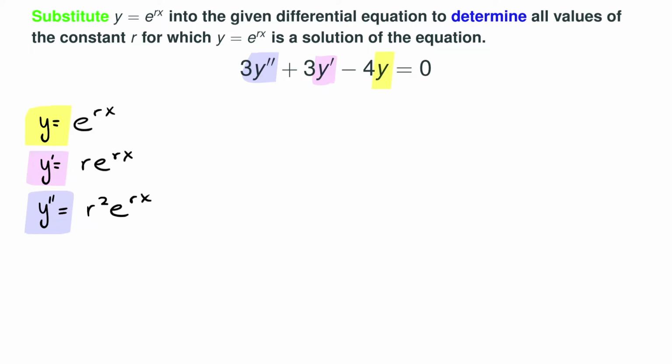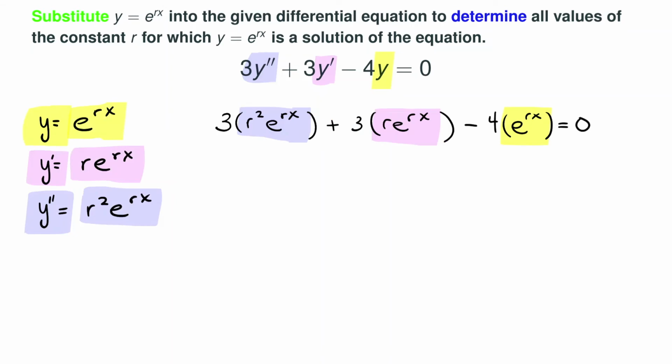Next we substitute this into our differential equation, and now we solve to see which values of r make this equation true. The first thing that we might note is that this e to the rx term appears in all three, so we can factor that out to the front. And we get e to the rx times 3r squared plus 3r minus 4 equals 0. And now it comes down to an algebra problem.